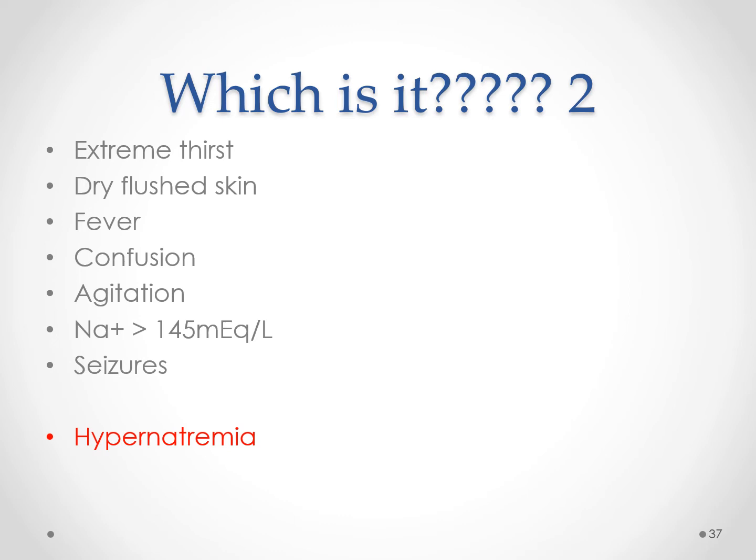Extreme thirst, dry, flushed skin, fever, confusion, agitation. So this one says it's hypernatremia. So what do we know about sodium that's going to cause those things? Extreme thirst. Okay, so having hyper, there's too much sodium. So what's that going to cause? It's going to cause us to dry out, right? So dry, flushed skin. Yeah, it's going to be dry because it's going to pull it from everywhere else.